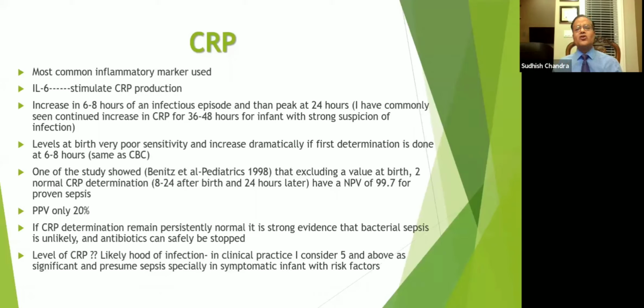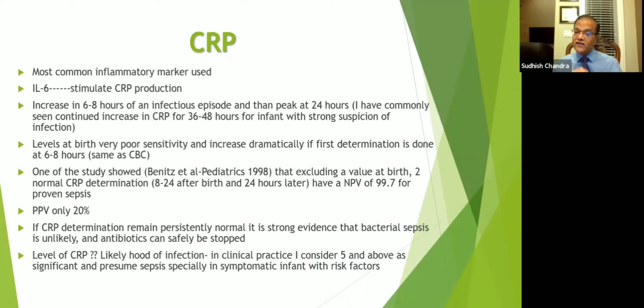So CRP is the most common inflammatory marker used. It increases in 6 to 8 hours. And again, the level at birth has poor sensitivity because it needs time to increase. So the first one at birth has not much value. You should do it in 6 to 8 hours and repeat afterwards.